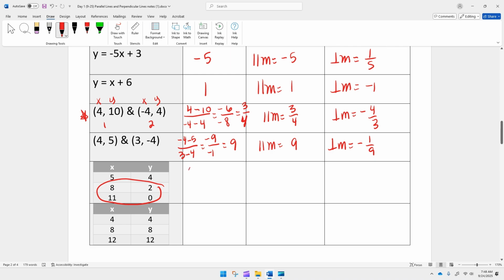So this is going to be 0 minus 2 over 11 minus 8. That gives me negative 2. 11 take away 8 is going to give me 3. So our slope is negative 2/3. Parallel slope, negative 2/3. Perpendicular slope, positive 3/2.